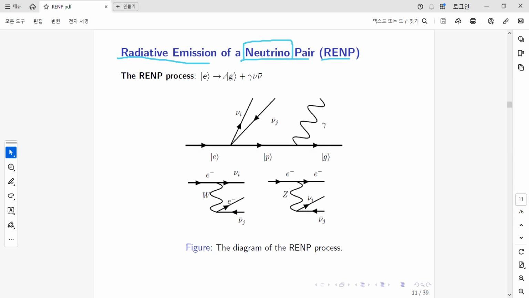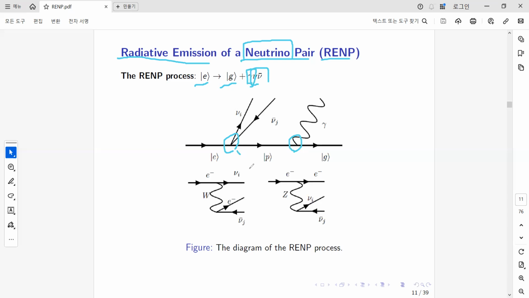In the atomic system, there are excited states and the ground state. Usually, when the electrons transit from the excited state to the ground state, photons are emitted. Such photon emission is possible by QED effects. But if we consider additional weak interactions, then a neutrino pair can be emitted. So this is a weak interaction pair.